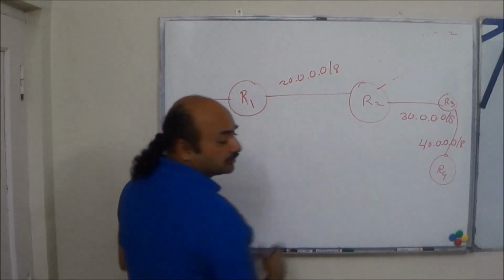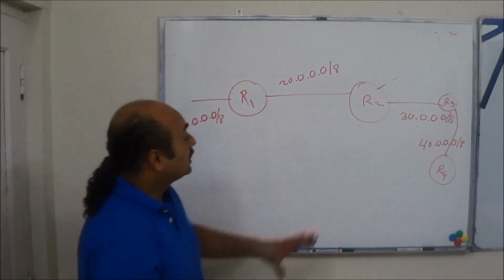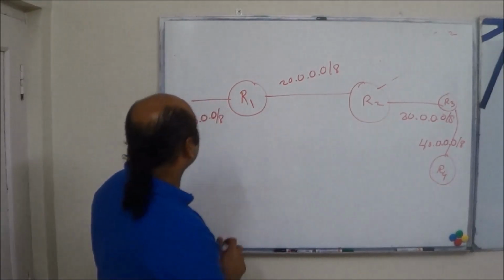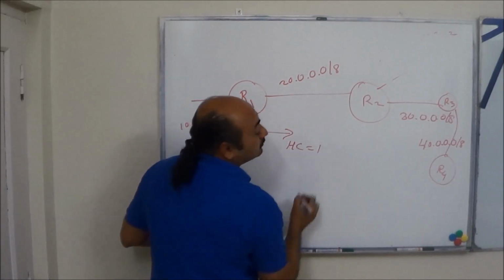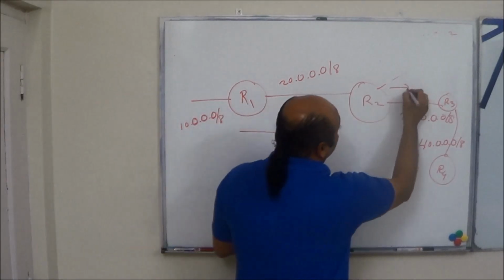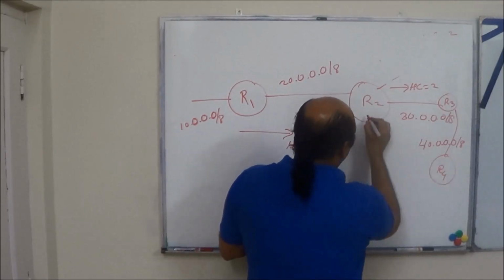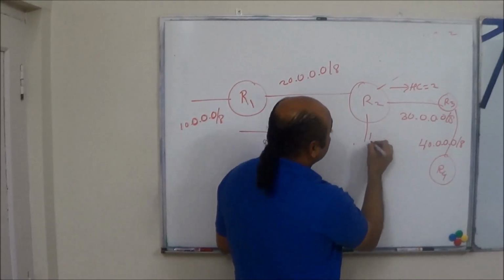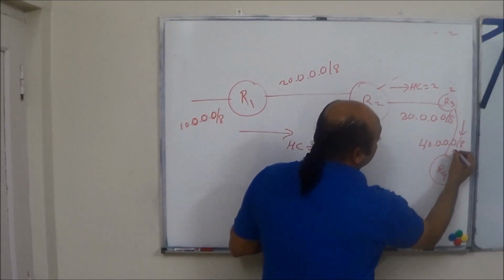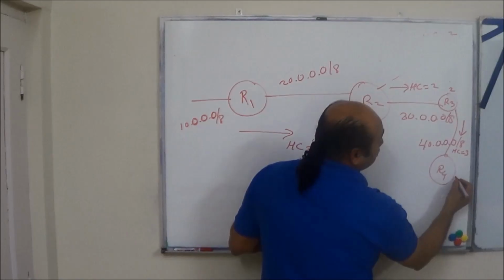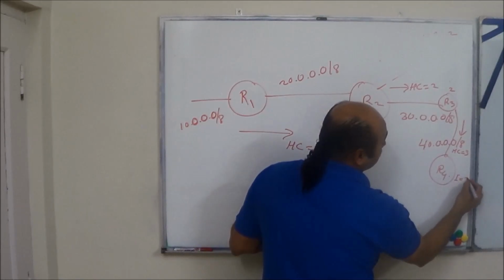This is a 40 network. Now what happens in this case is R1 is advertising the 10 network with a hop count of 1. R2 is installing with a hop count of 1 and advertising with a hop count of 2. The next router is installing with a hop count of 3.